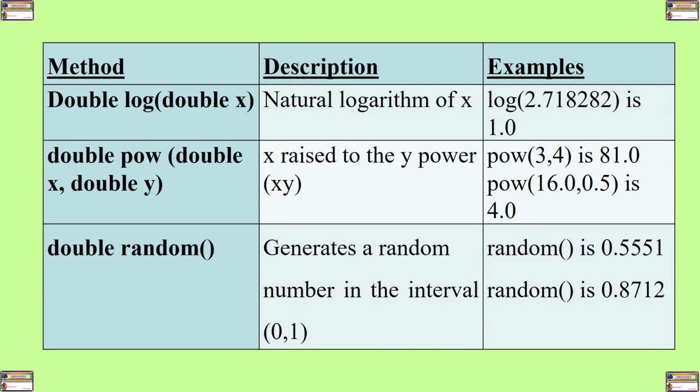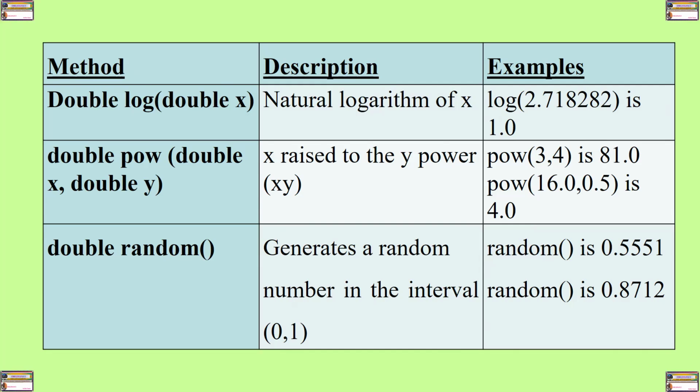Why 81.0? It is because the value which we want to be returned is of type double. Therefore, it is 81.0. If we pass, for example, value 16.0 raised to power 0.5, then the value which will be returned will be value 4.0.